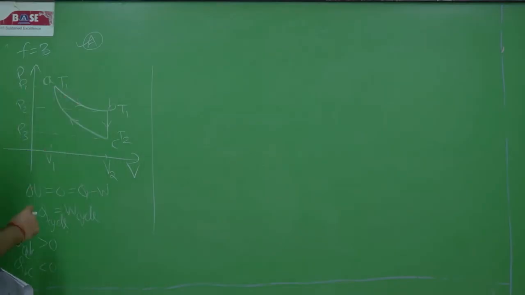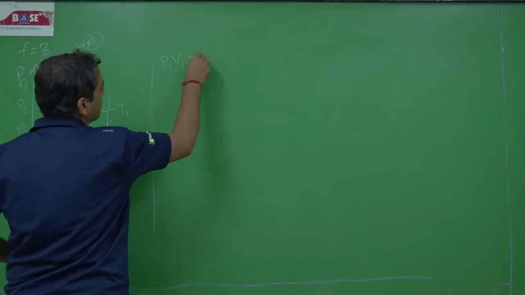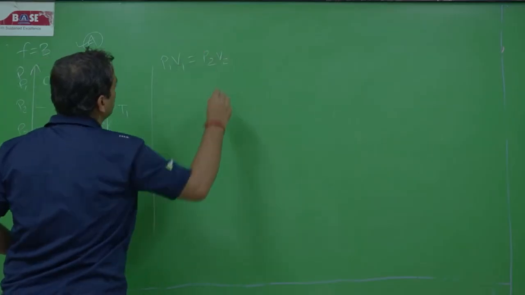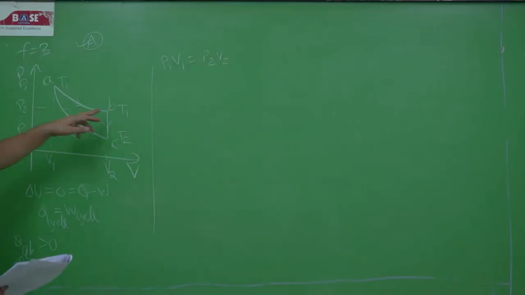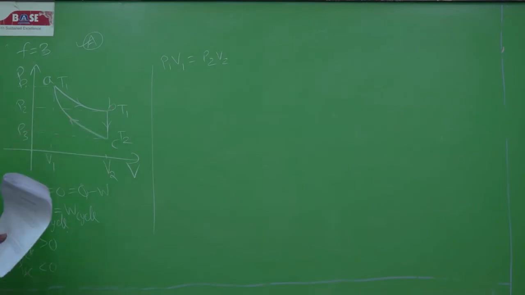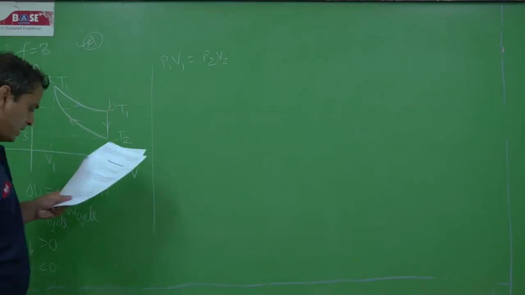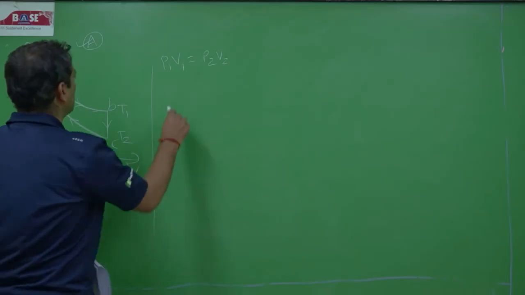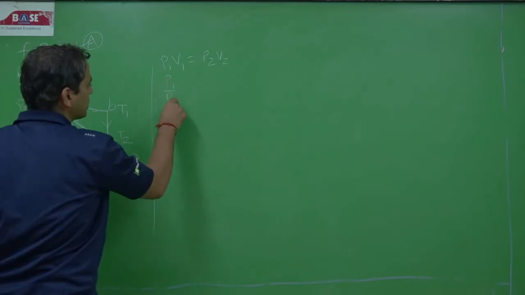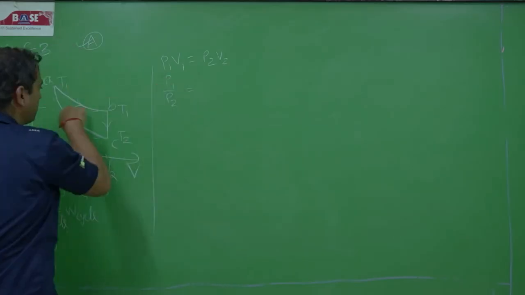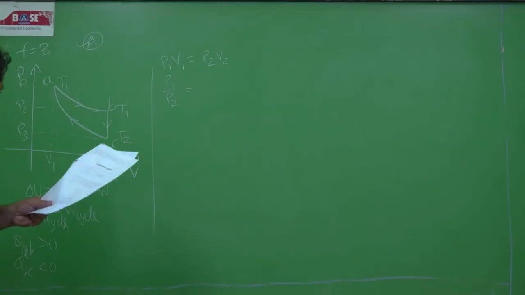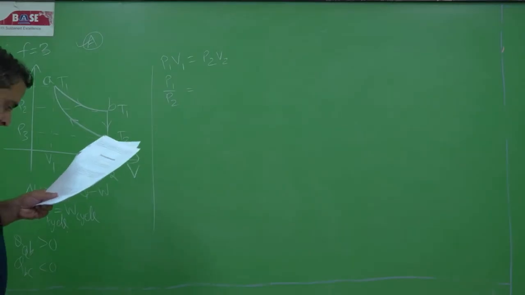The process A to B is isothermal. For an isothermal process, we know pressure into volume is constant. So I could say P1 V1 equals P2 V2. Fine. Isothermal process, so we can compare the pressures easily, right? They are asking for pressure at A, so they want us to get the relation between P1 by P2, pressure at A by pressure at B. That's what they are asking.